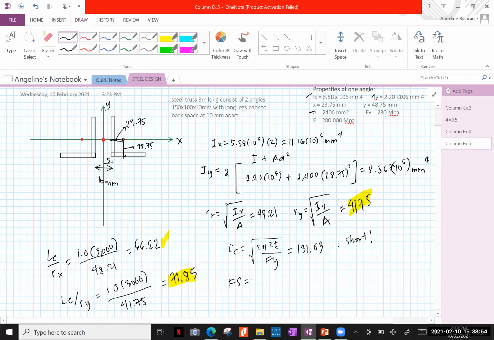Sige, sulat ko tuloy. We have 5/3 minus 3 over 8. Le over r is 71.85 over Cc, 131.03, minus 1 over 8, 71.85. Actually, kapag sagot kayo ng sagot ng mga similar problems, mas mapapabilis yung pag-familiarize nyo dun sa equation. So, habang tinatype ko yun.